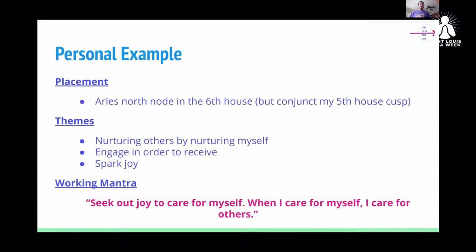So the themes that are coming from this, and this is from that table, is this idea of nurturing others by nurturing myself, engaging in order to receive joy. So I have to go and do something about it in order to get something back. And then this idea of sparking joy is very fifth house, this idea of being playful and creative and putting yourself out there and just being comfortable and enjoying yourself and how you're showing up.